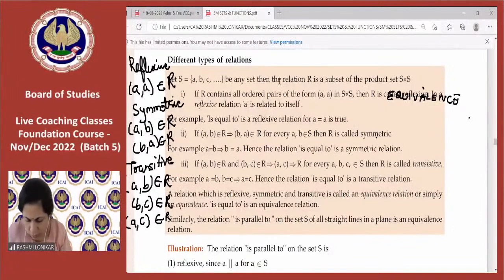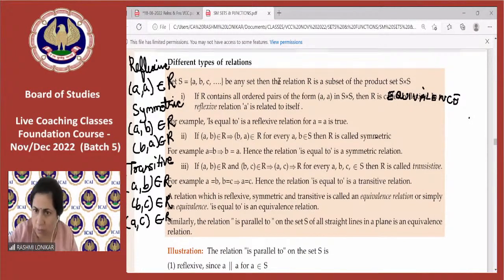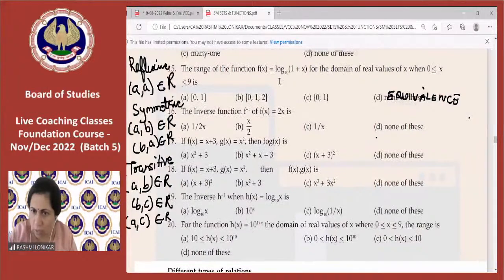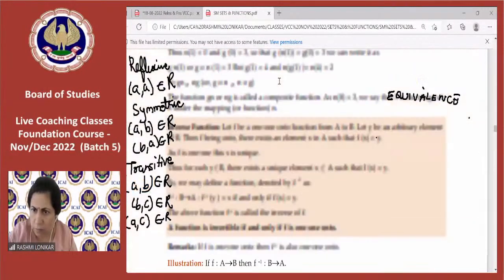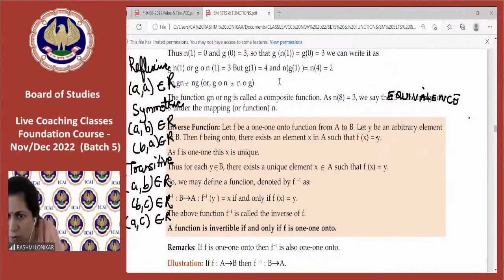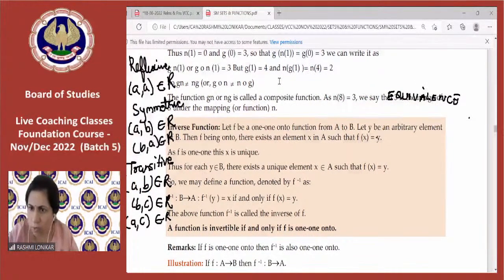So, we said it is only reflexive for this much: (1,2), (2,1), (1,1), (2,2), (3,3). It is reflexive for that. Okay, inverse function.